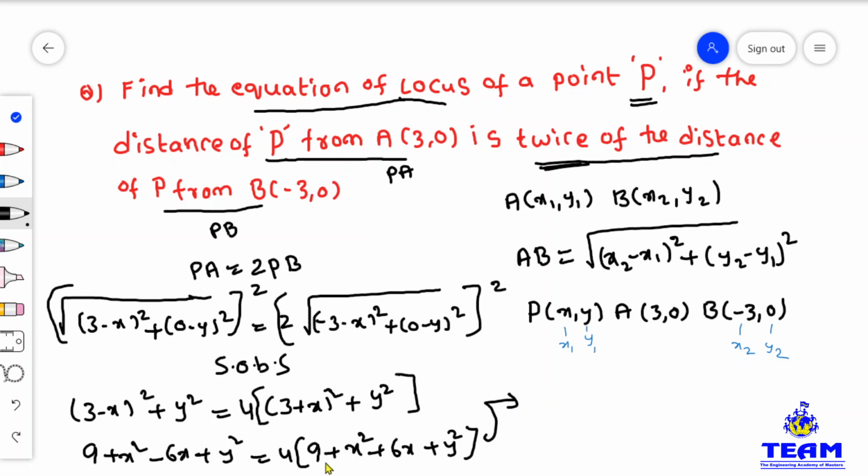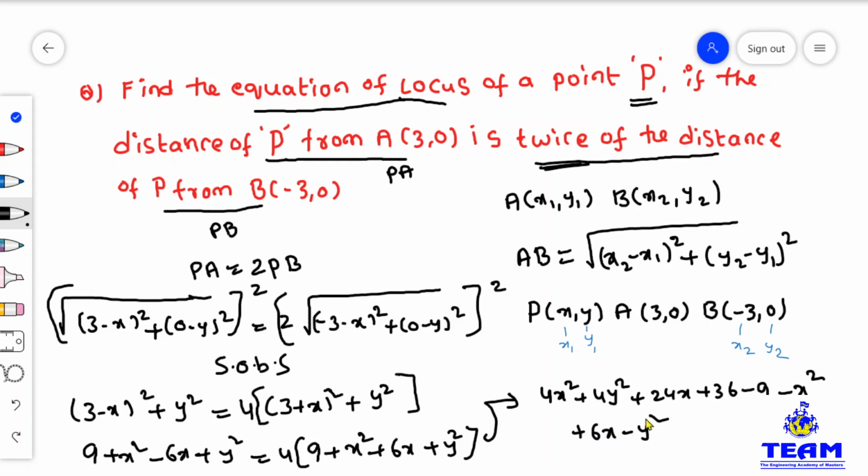Here you see, this is 4x square. Next 4y square. Next what I have here, this is 4 times 6 is 24x. Next the constant here is 36. Okay friends, next you take all the terms to the right side, then we will have minus 9. Next minus x square. Next we have a minus of minus means plus 6x, minus y square.